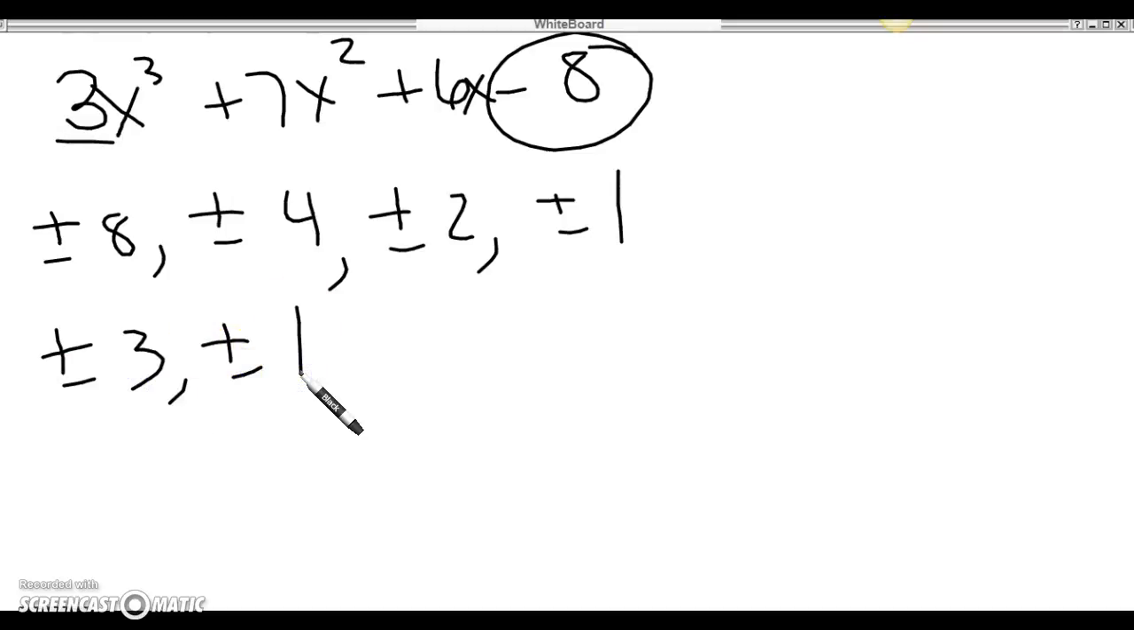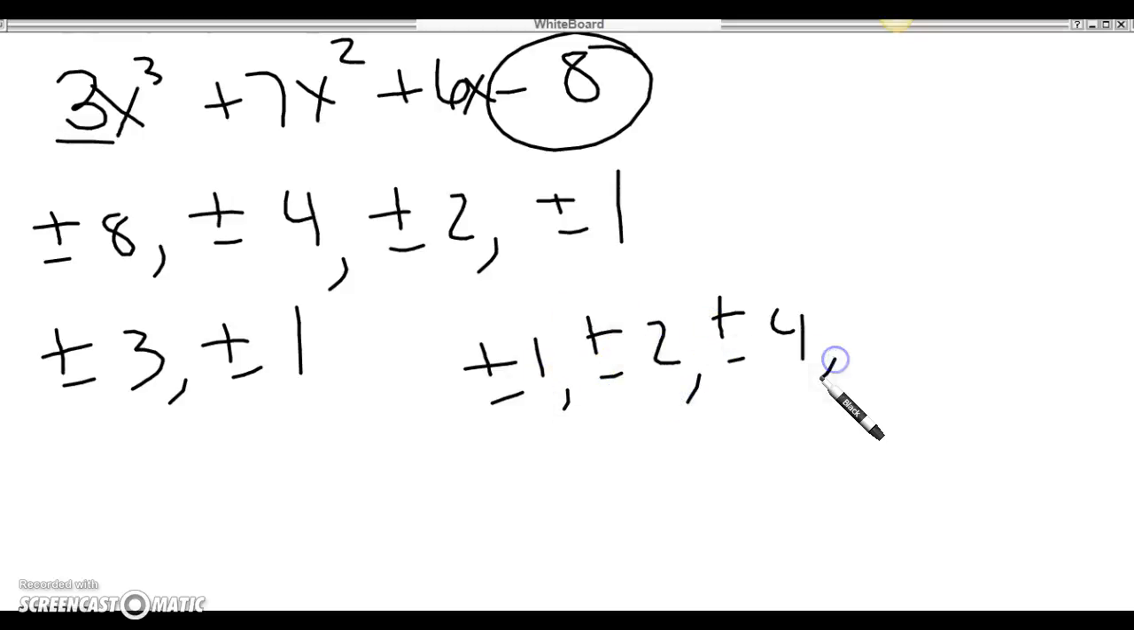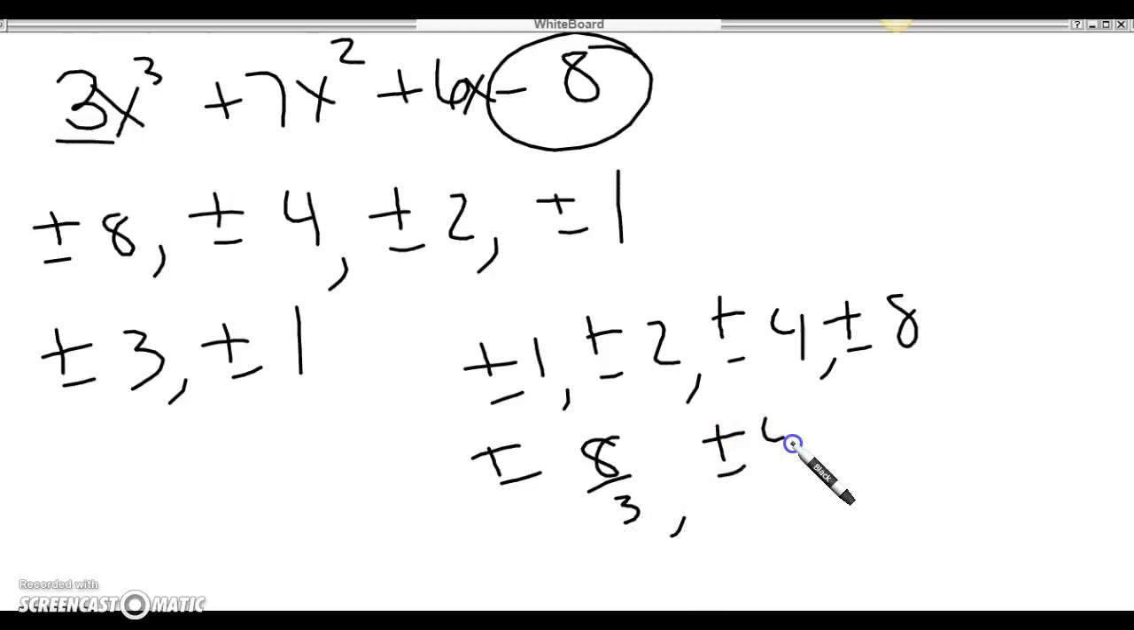And so I already know all of these terms, the 8, 4, 2, and 1, because I can put each one of those over 1. And so those are all terms that I'm going to be using. Let's go ahead and write that. So my possible numbers are plus or minus 1, plus or minus 2, plus or minus 4, plus or minus 8. Now let's see what our fractions are. We'll just put those numbers over 3. So we have plus or minus 8 over 3, plus or minus 4 over 3, plus or minus 2 over 3, and plus or minus 1 over 3. So these are all the possible rational roots.